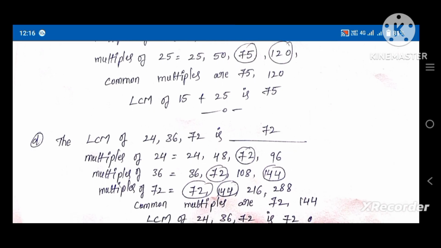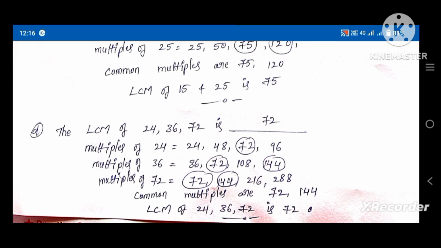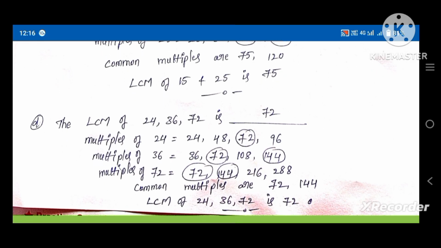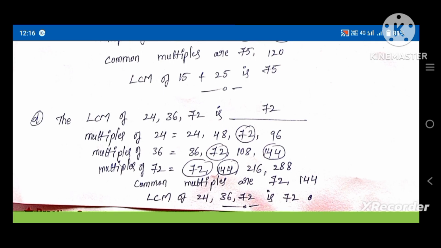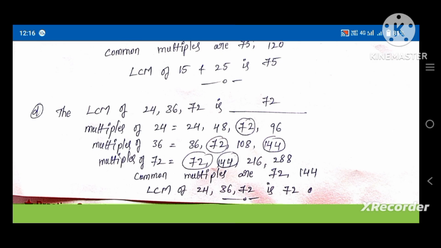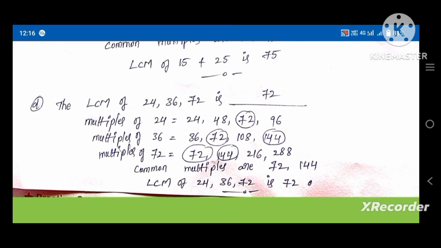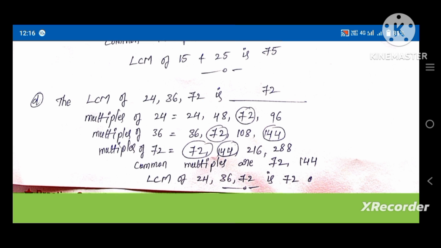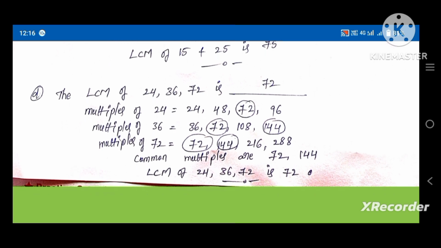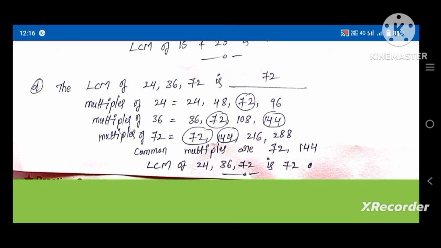D. The LCM of 24, 36, 72 is 72. Multiples of 24: 24, 48, 72, 96. Multiples of 36: 36, 72, 108, 144. Multiples of 72: 72, 144, 216, 288. Common multiples are 72, 144. The LCM of 24, 36, 72 is 72.